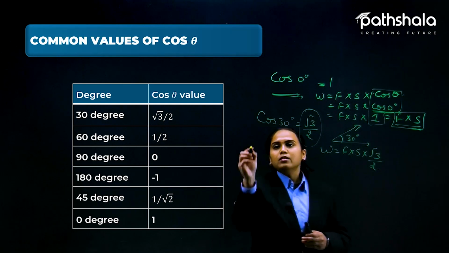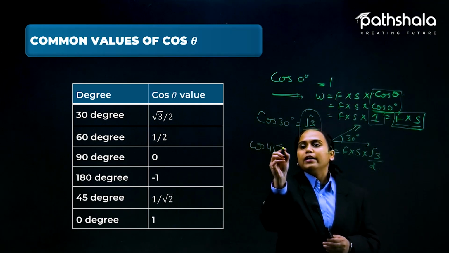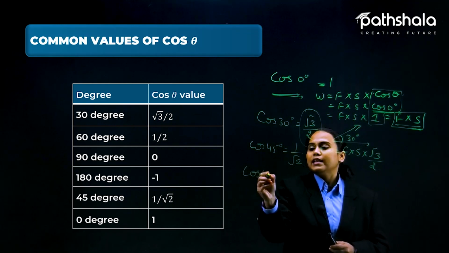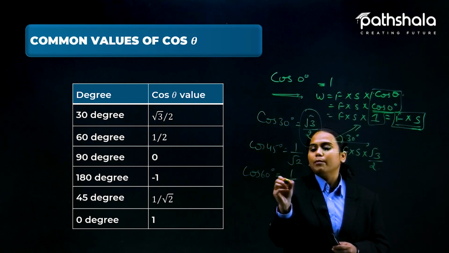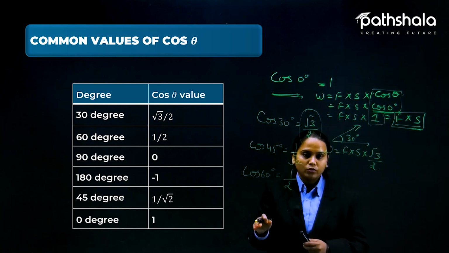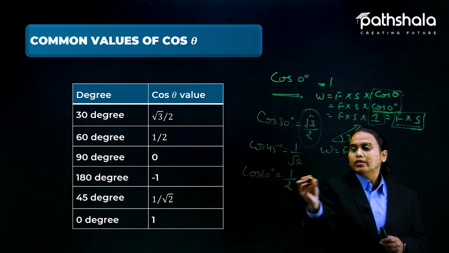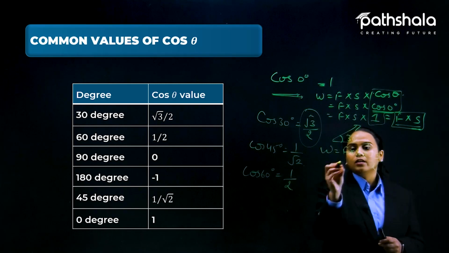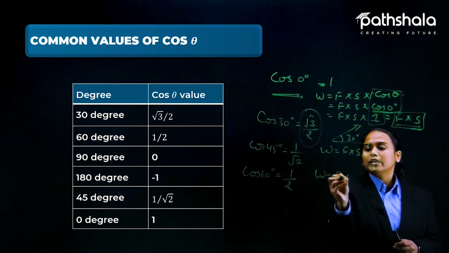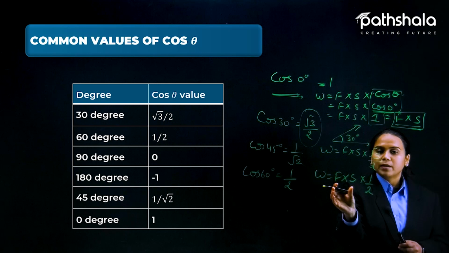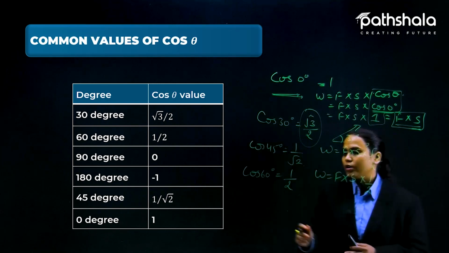In the same manner, cos 45 degree has the value 1 by root 2. Cos 60 degree has the value 1 by 2, that is the half value. Okay, for the half value, what are you going to do? Just halve it. Like work done is equal to force multiplied by S multiplied by half. So whatever the result of the multiplication, you can just halve it.